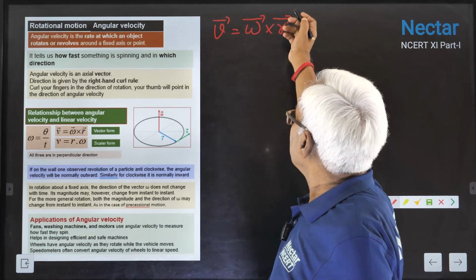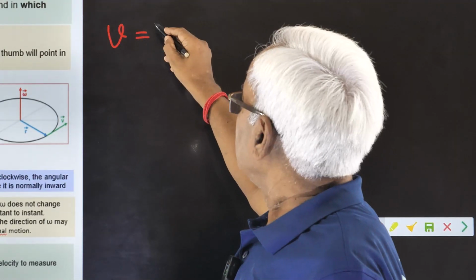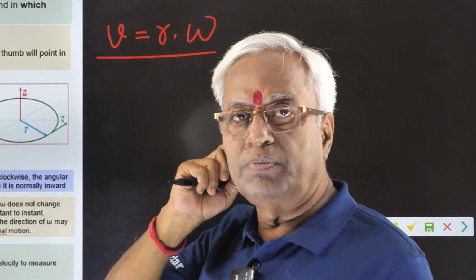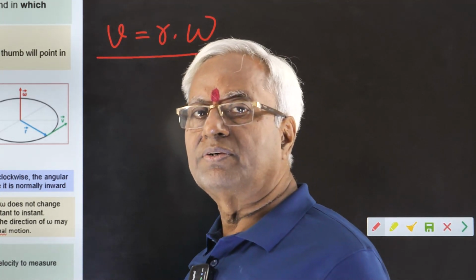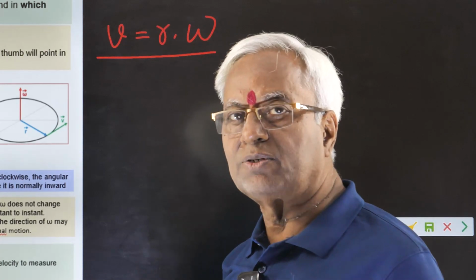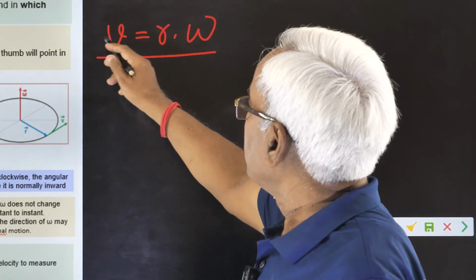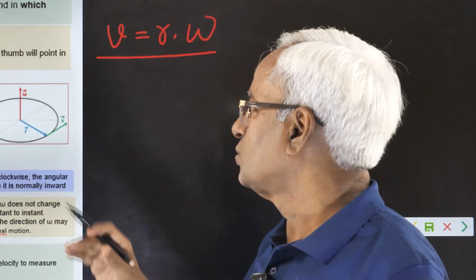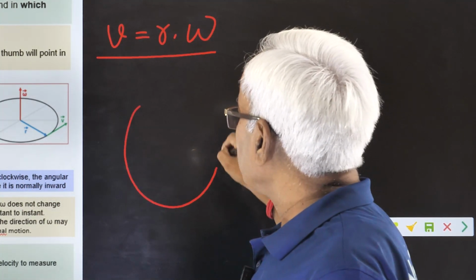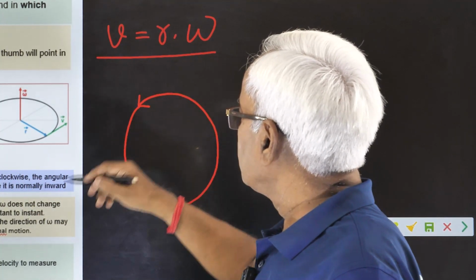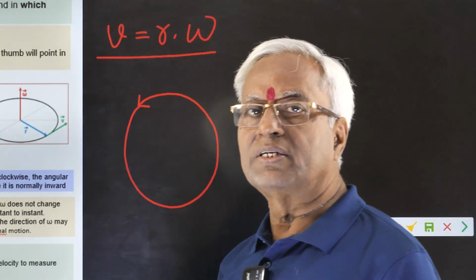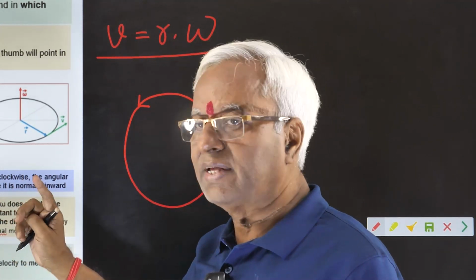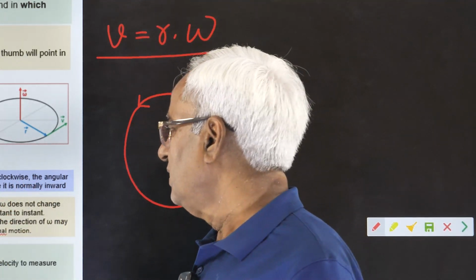If you want to remove the vector notation, this could be written like v equals r omega, but here we are concerned with the values only, and that too when all are perpendicular, so this condition will be self-imposed. When the fan is rotating, angular velocity will give the idea how fast it is. The idea of angular velocity helps in designing the machines and all that.